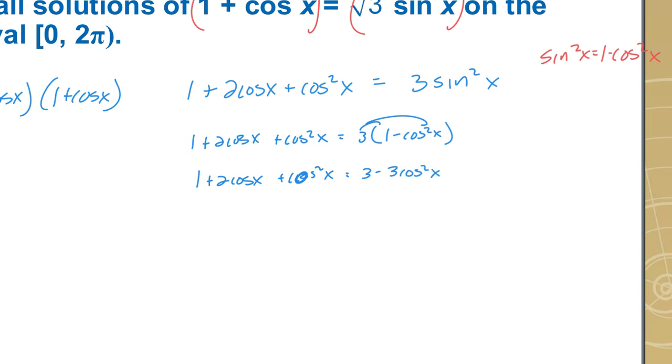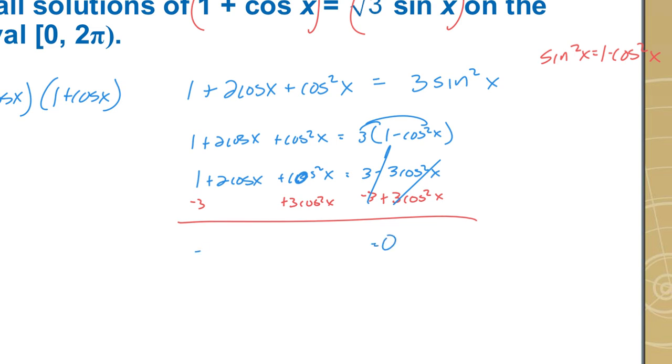When we're solving quadratics, it's most helpful if our quadratic term is positive. So we're going to add 3 cosine squared of x to both sides, and subtract 3 from both sides. That's going to give us, on the left side, negative 2 plus 2 cosine of x plus 4 cosine squared of x, and the right side is 0. I'm going to rearrange this and put it in standard form: 4 cosine squared of x plus 2 cosine of x minus 2 equals 0.